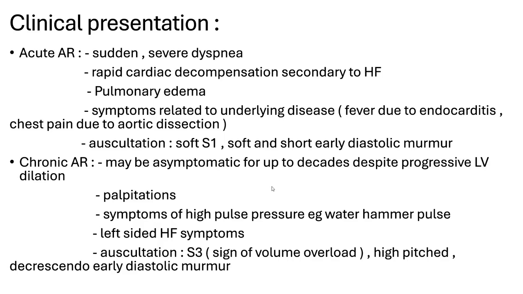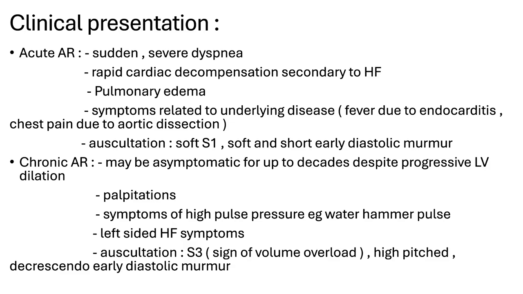Now moving into the clinical presentation of the patients. Usually in acute aortic regurgitation, there will be sudden and severe dyspnea and rapid cardiac decompensation secondary to heart failure. In this case, it will be acute pulmonary edema, as I explained right now, and symptoms related to the underlying pathology, for example, fever due to endocarditis or chest pain due to aortic dissection. Usually on auscultation, there will be a soft and early diastolic murmur, which is short.